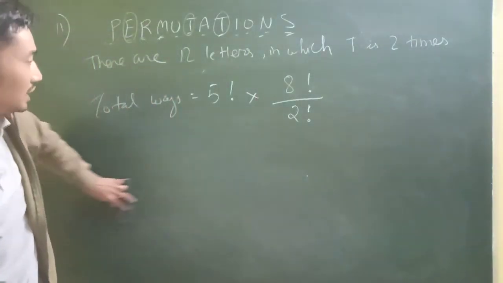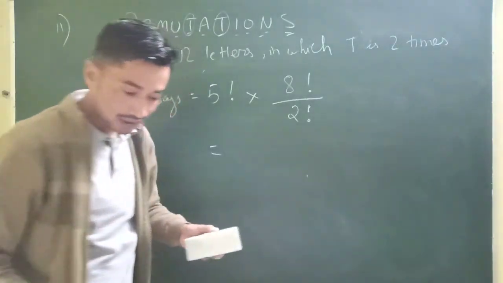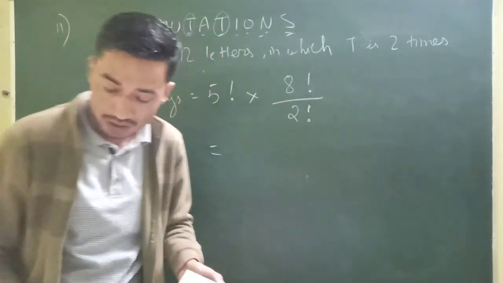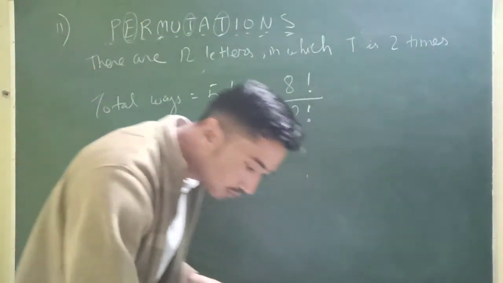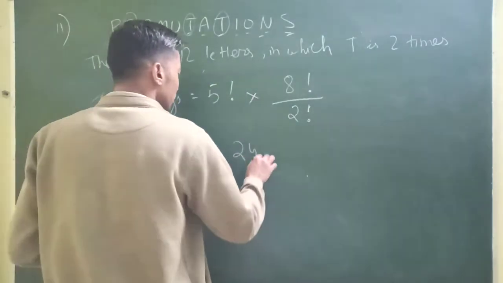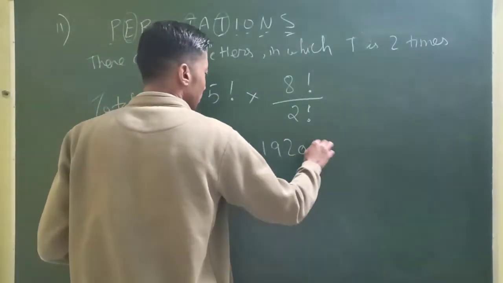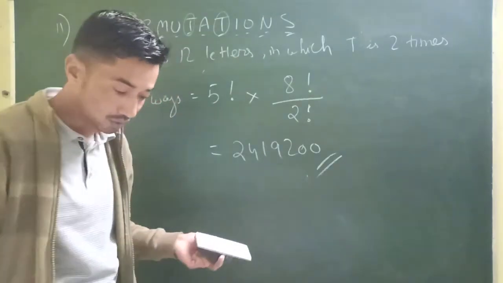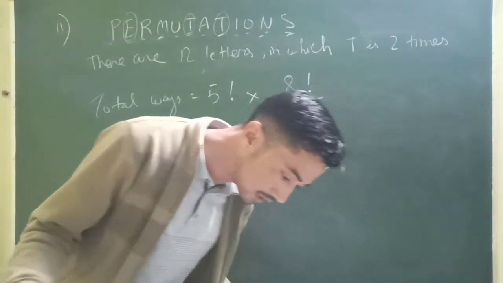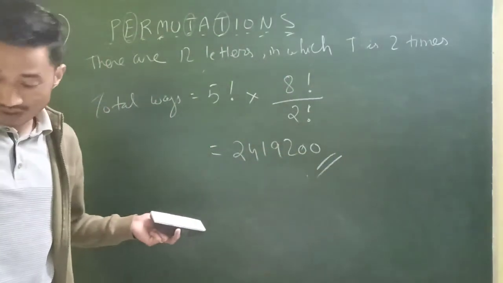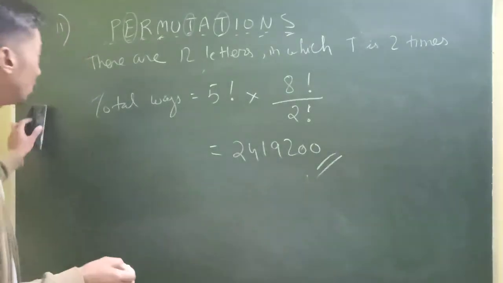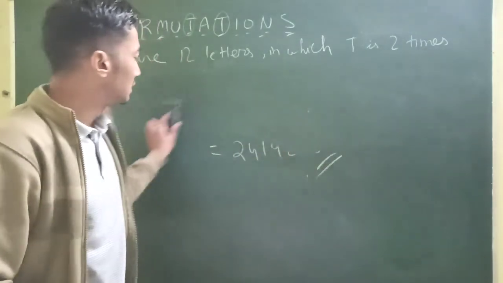Okay, so here of course I will not calculate, it will take some more time again. So here of course the value would be 2419200. You can please check out the value and then of course do let me know. That will be 2419200 ways. Alright, okay, now the last one.